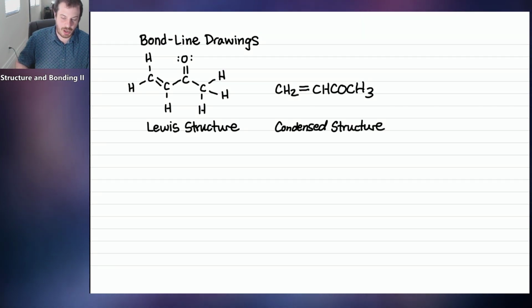Okay, so the bond line drawing gets the best of both worlds. It's really fast to draw, and it still preserves a lot of information from the Lewis structure. Let me show you what the bond line structure of this compound would look like, and time me, see how long it takes me to draw this. Done. That is the bond line structure for this molecule.